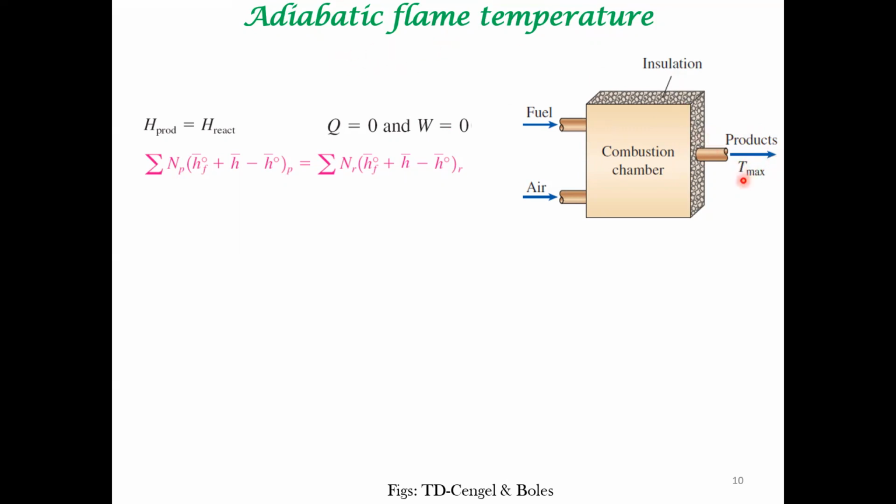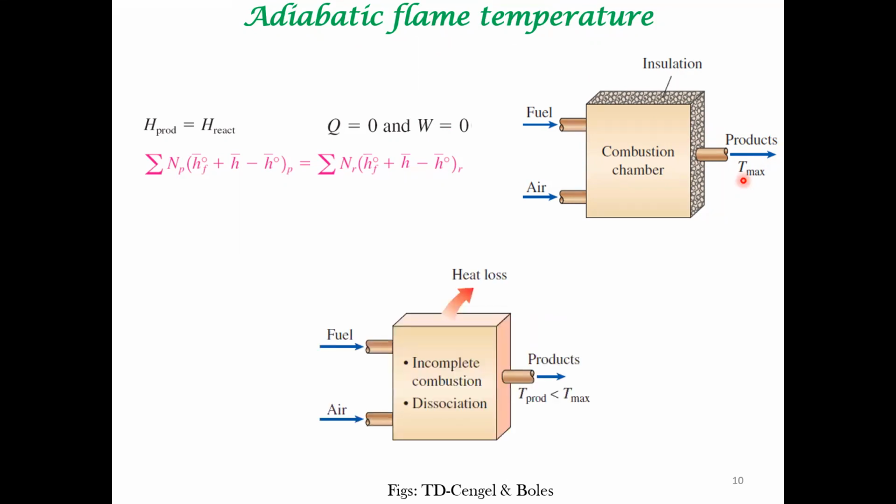That's the maximum temperature. This is usually not the case, because there will be some heat loss. The temperature of the products that is released will always be less than the adiabatic flame temperature, because there can be some heat loss, the combustion might not be complete, and there can be dissociation of the products. There can be bond breaking of some of the products. All these will make the temperature of the products less than the maximum temperature that can be obtained from the combustion.